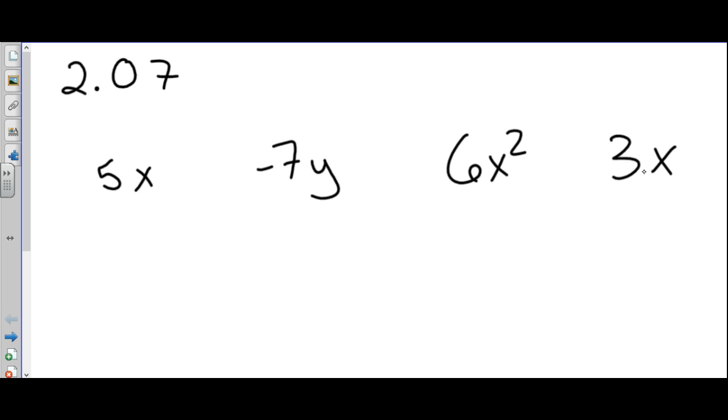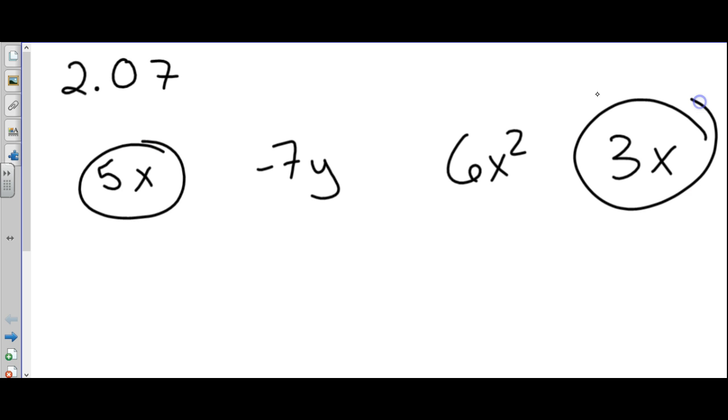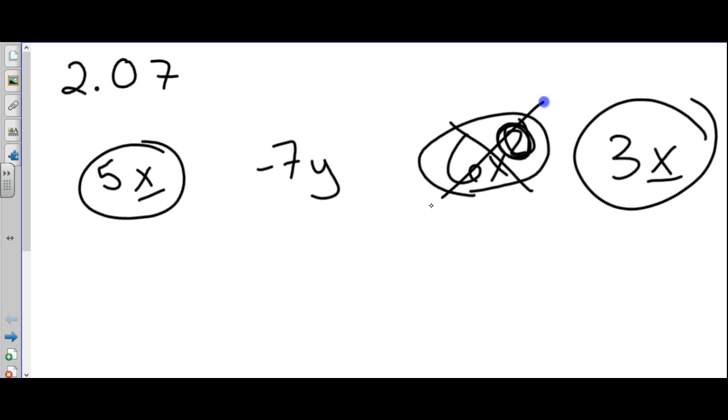So out of these four terms, there are only two that are considered like terms: 5x and 3x. They have the same letter x, and they have the same exponent. 6x squared does have the same letter, but since it has the squared on it, it is not considered a like term with the 5x and the 3x. Or if you just had a plain number, 5 and 8, those are considered like terms because they don't have a letter.